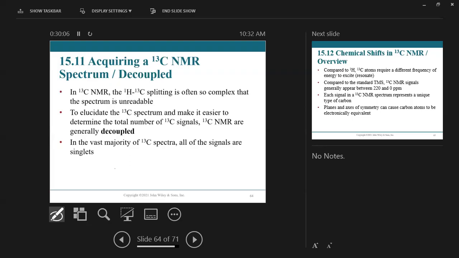And what do they mean by that? That means you're only going to see one signal. Generally, you're not going to see doublets or triplets. You're just going to see one signal right there as a singlet for carbon-13 NMR, and we use the carbon-13 NMR and the proton NMR together to elucidate the structure.